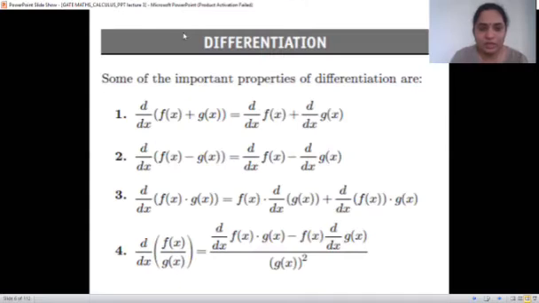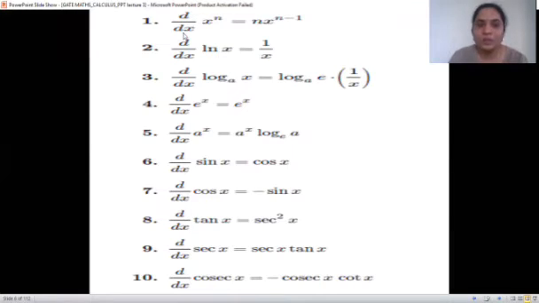So next, some formulas are there. This is just an overview. Derivative of x raised to n is n into x raised to n minus 1. Derivative of ln x is 1 by x. Derivative of log x to the base a is log e to the base a into derivative of log x, that is nothing but 1 by x. Derivative of e raised to x is e raised to x. Derivative of a raised to x is a raised to x log a.